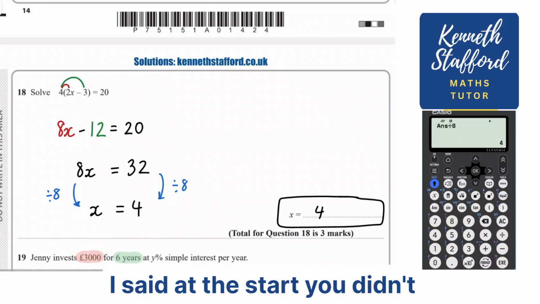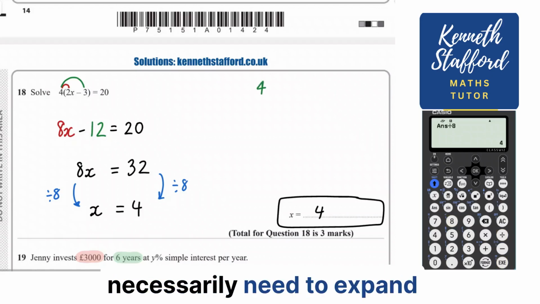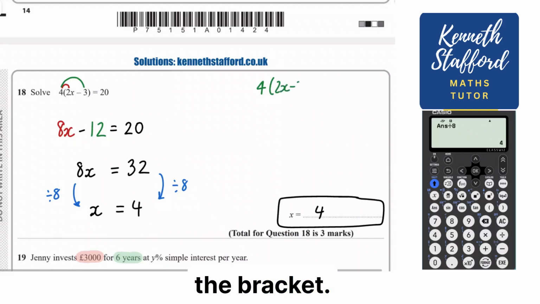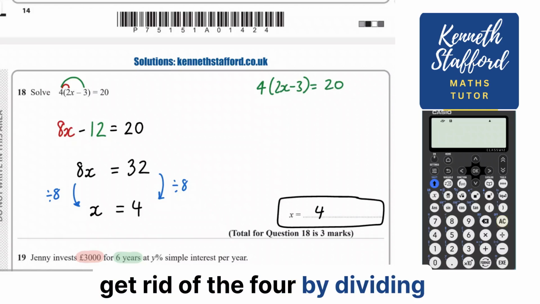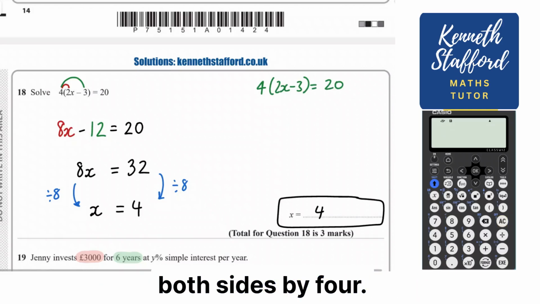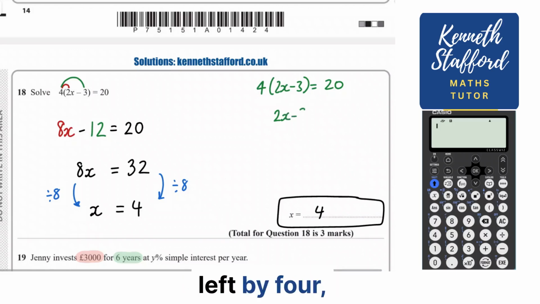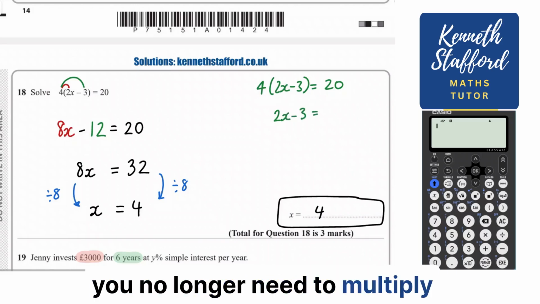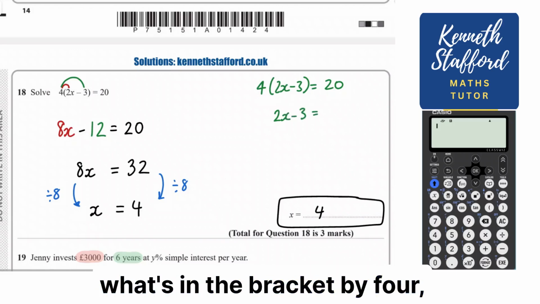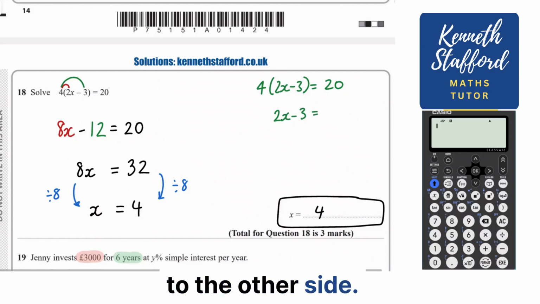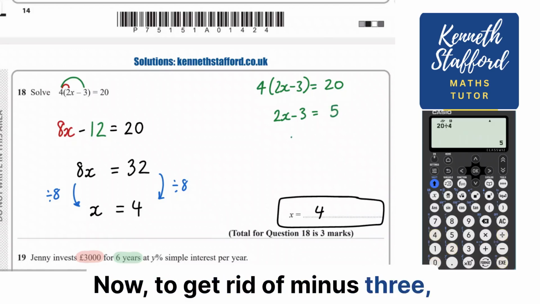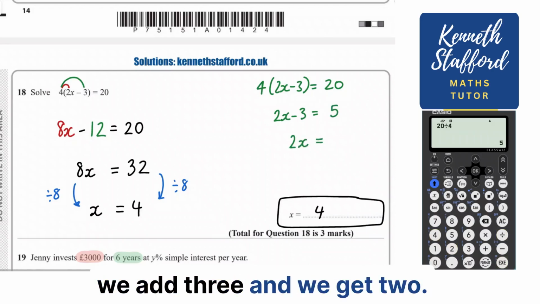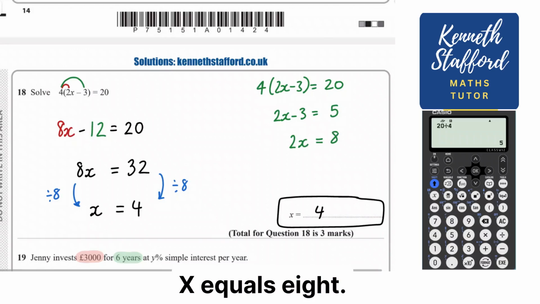Okay. I said at the start, you didn't necessarily need to expand the bracket. What you can do at the start is get rid of the 4 by dividing both sides by 4. So if you divide the left by 4, you no longer need to multiply what's in the bracket by 4, but you have to do the same to the other side. So we've got to divide the 20 by 4. It becomes 5. Now to get rid of minus 3, we add 3, and we get 2x equals 8.